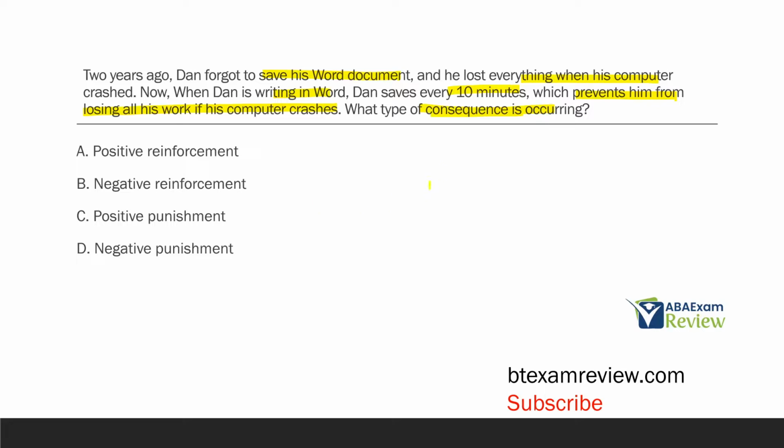It can't be C and D. His behavior wasn't punished. Okay, we're looking at saving the Word document, which he does now. Whenever he's writing, he saves all the time. So his behavior did not decrease. It increased. It was reinforced. He escaped or avoided or removed the threat of losing the work if his computer crashed, making this negative reinforcement. Another tough question. 2 tough questions in a row.